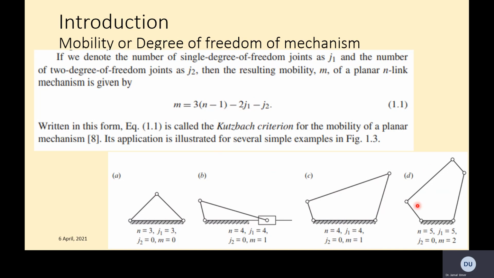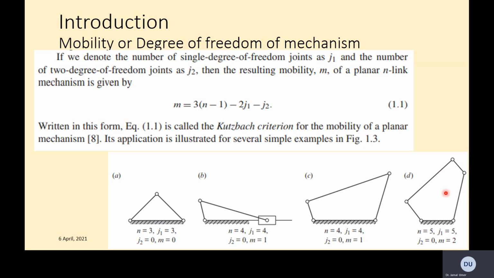The last one is interesting. Where you have 5 links: 1, 2, 3, 4, 5. And J1 is equal to 5 also, because the pin joint typically, in all cases, was the same. So 5 J1 as well. And J2, the 2 degree of freedom joint, is nothing, because there is no joint which has 2 degrees of freedom. So you plug in and you work out what M will be, and that's 2.